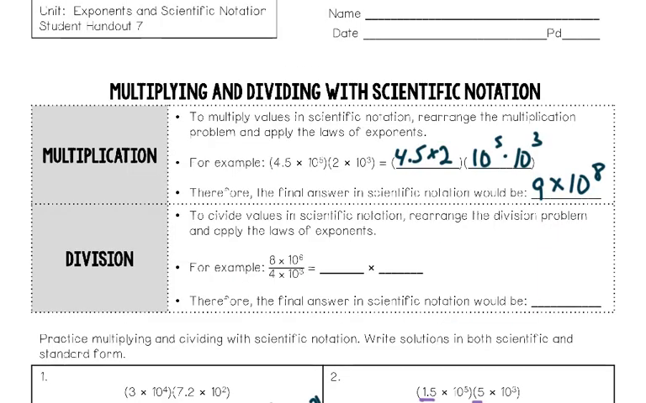So now let's look at division. This is the last operation we're going to look at today. It says to divide values in scientific notation, we're going to rearrange the division problem again and apply the laws of exponents again. So this time we need to review our quotient rule.